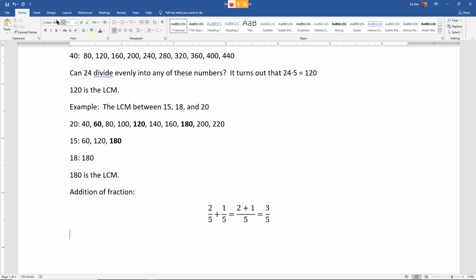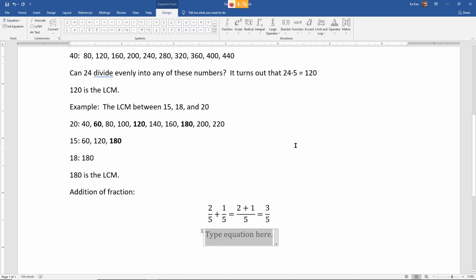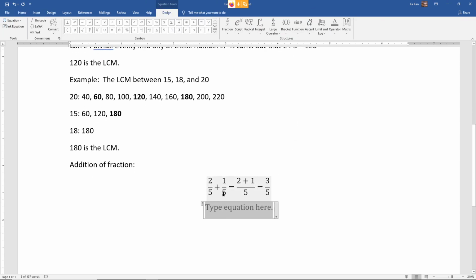The problem is this. What if the bottom are not the same? What if the denominators do not agree with one another? So we got 2 over 5 plus, let's just say 1 over 10. Now you get a problem. Now, please don't do this, right? Some people do this. They do 2 plus 1 is 3, 5 plus 10 is 15. No, don't do this, right? This is not multiplication. Multiplication, you can multiply straight up. Addition, you have to find what we call common denominator. So how do we do that?